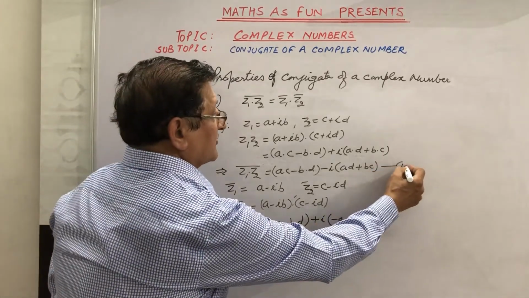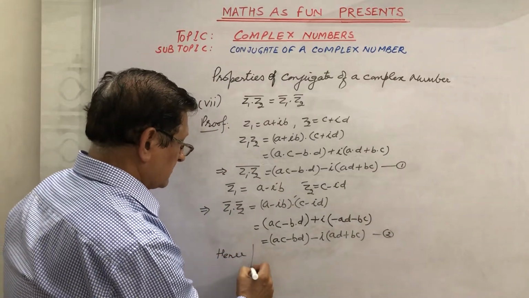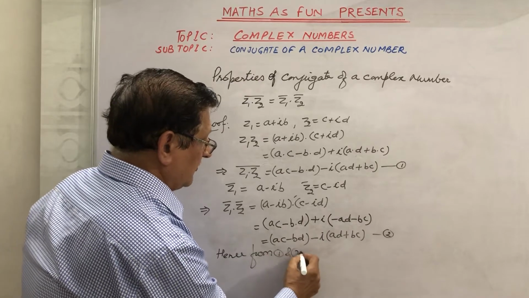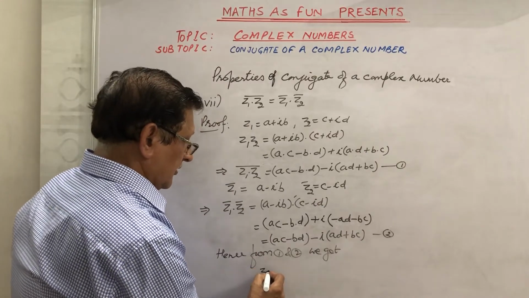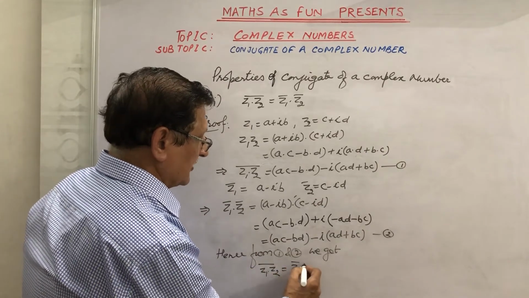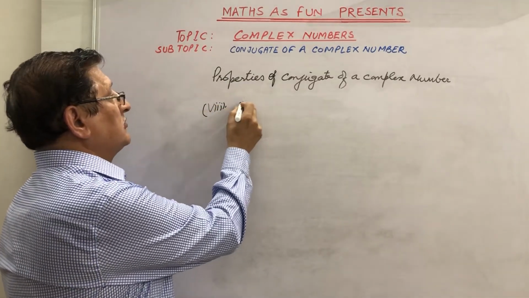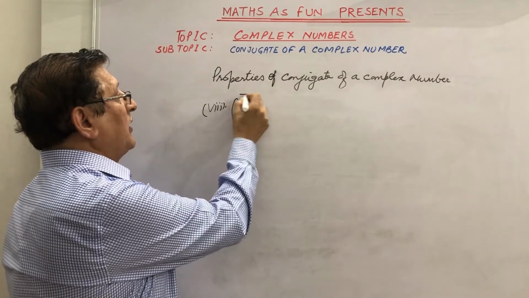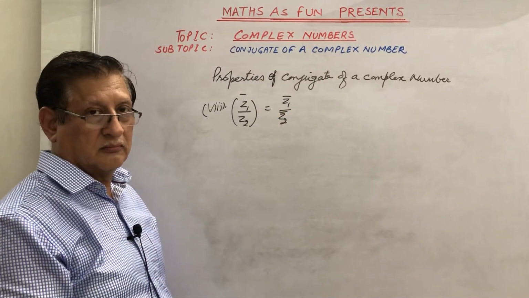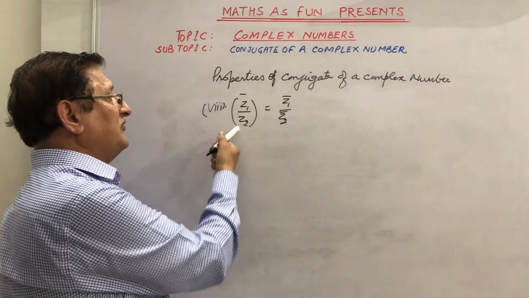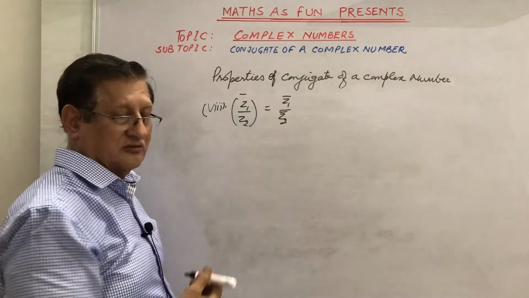From this we are very clear. Suppose this is relation 1, this is 2. From 1 and 2 we get (z1 into z2) whole bar is equal to z1 bar into z2 bar. The next property is (z1 upon z2) whole bar is equal to z1 bar upon z2 bar. It means the conjugate of the division of two complex numbers is equal to the division of their conjugates.